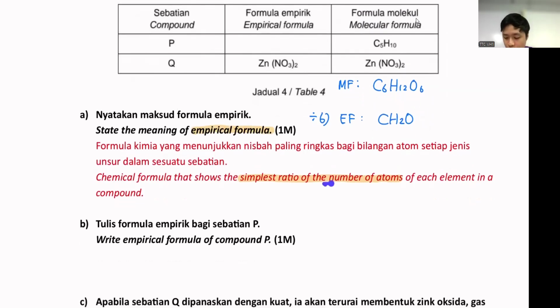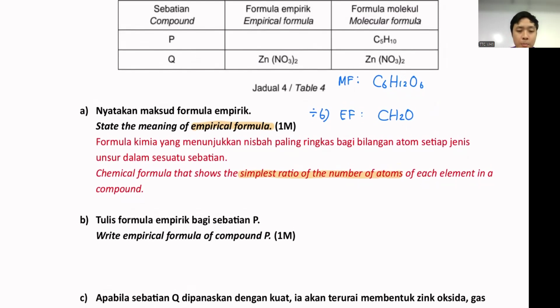Okay, so the number of atoms inside contain one carbon atom, 2 hydrogen atoms, and 1 oxygen atom of each element, carbon element, hydrogen element, oxygen element, in a compound. The whole thing is a compound.